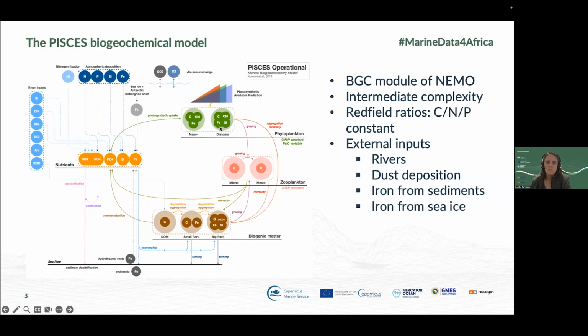The ratios between carbon, nitrogen, and phosphorus in phytoplankton and zooplankton are kept constant. And on this picture, you have all the processes that are modeled in PISCES. For example, the phytoplankton uptake, the nitrogen fixation, the grazing here, the natural mortality, the remineralization, and so on. And on top of that, there are external supplies of nutrients from rivers, atmospheric deposition, so dust. We have also iron from sediments and iron from sea ice.